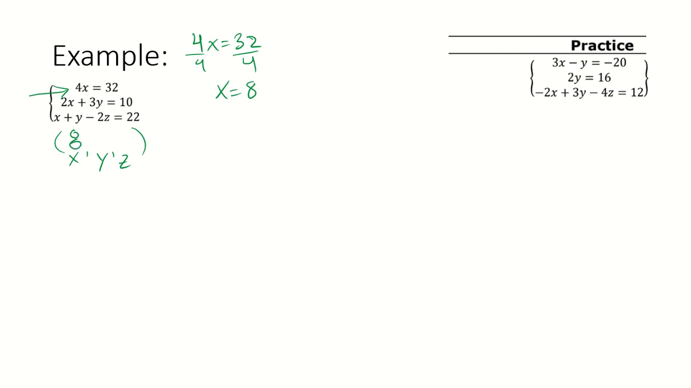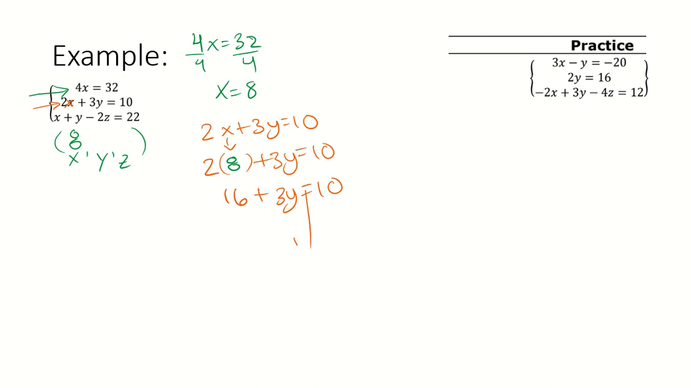So now which other equation should we continue using? If you look at the second one, it has the x, so we're just going to use that one to solve for y. So 2x plus 3y equals 10. Substitute the x with the 8 that you just found. So let me switch colors. There you go. And we're going to have 2 times 8 plus 3y equals 10. 2 times 8 is 16. 16 plus 3y equals 10.